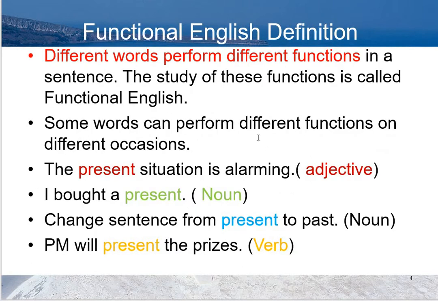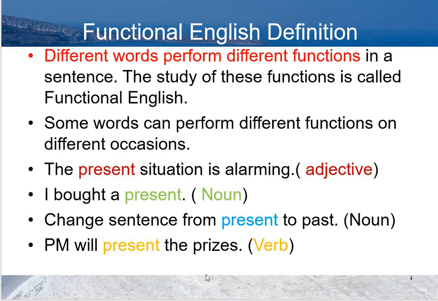Functional English definitions: different words perform different functions. The English language is very interesting in that the word is the same, the grapheme is the same, the spellings are the same, but it performs different functions. Some words can perform different functions on different occasions. For example, the word present. The present situation is alarming. Here present is an adjective. I bought a present for my friend. Here present is a noun. Change the sentence from present to past. Here the semantic shade is different and grammatically it is also a noun.